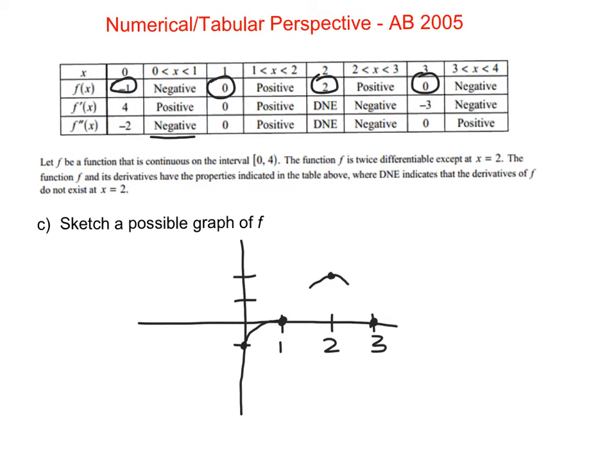And then it's positive from 1 to 2, so it must be concave up. Okay? And then it's going to be negative from 2 to 3, so it's going to be concave down. Okay? And then it's going to be positive from 3 to 4. So then that will be concave up.